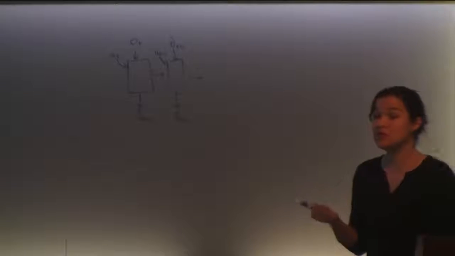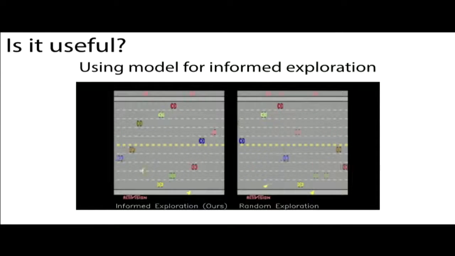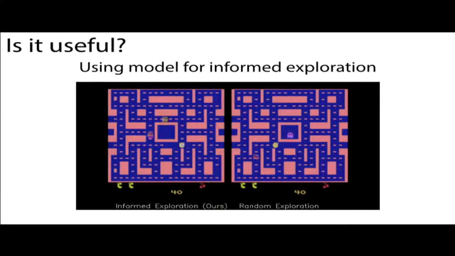OK, so can we actually use this for something? Can we use this for control? What they did is they used this model to try and inform exploration, and I'll say how they do this in a minute. But basically they try and use the model to explore the environment. On the left, they show the informed exploration using the video prediction model, and on the right, they show random exploration. And as you can see, the model with informed exploration is able to visit many more states and actually achieve a higher score in these cases.